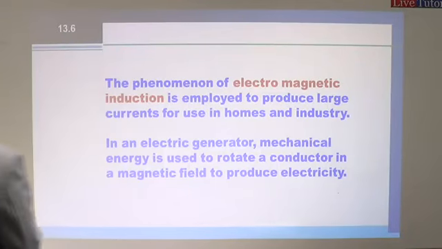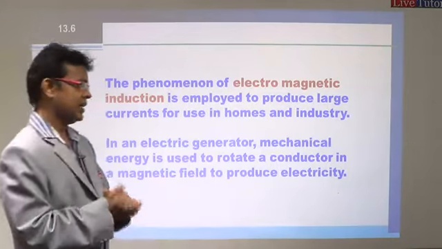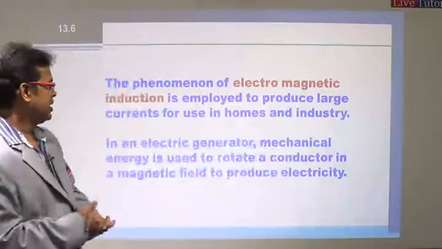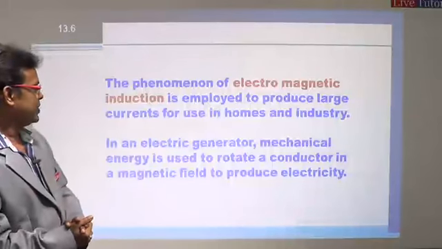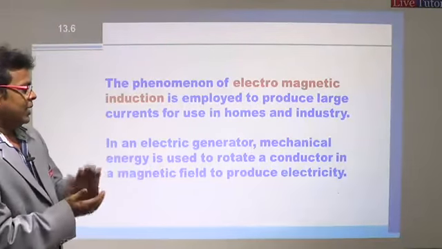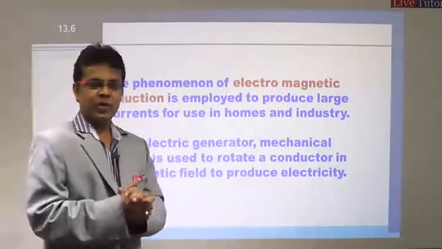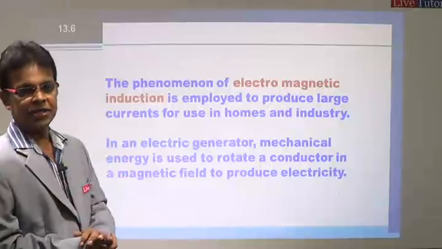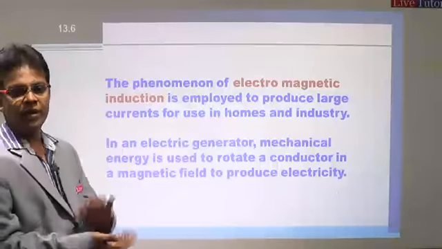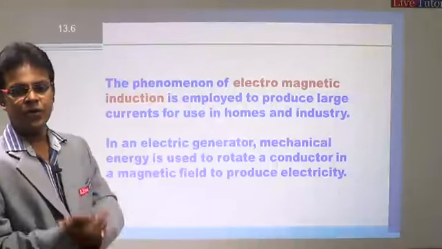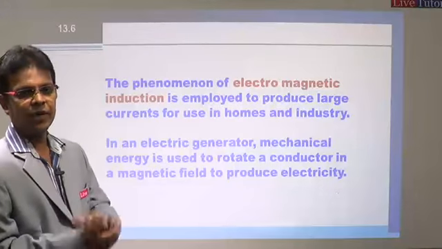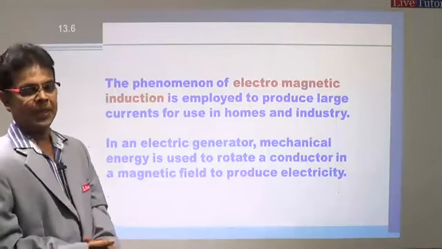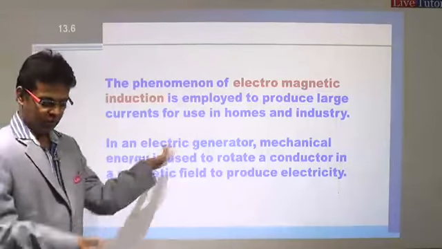It is employed to produce current for homes as well as for industry. On a large scale it is used for industry. For homes it is at the optimum, required level. Now in the electric motor, we know that electric energy is converted into mechanical energy. Now it is the opposite case, the reverse of that. Here mechanical energy is used to rotate the conductor in a magnetic field to produce electricity. This is the opposite of the electric motor.